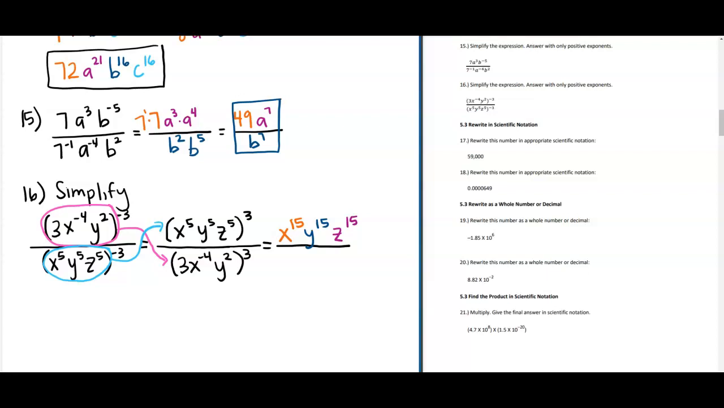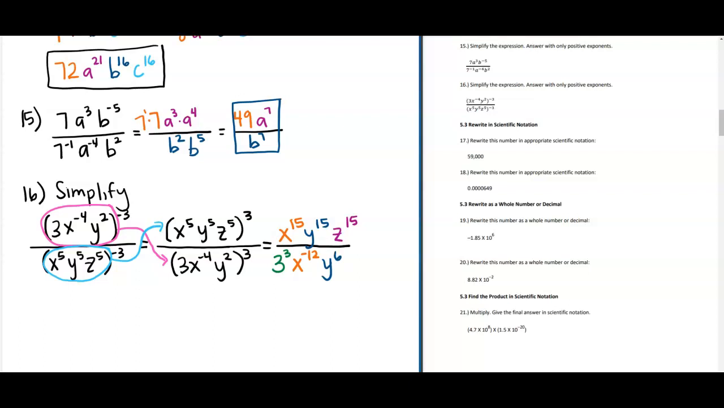All right, now let's go ahead and do the bottom part here. The bottom one, we have 3 to the 3rd power. And then let's distribute that 3 to our x. So we've got x to the negative 12th power, and then y to the 6th. We're just multiplying those exponents together.